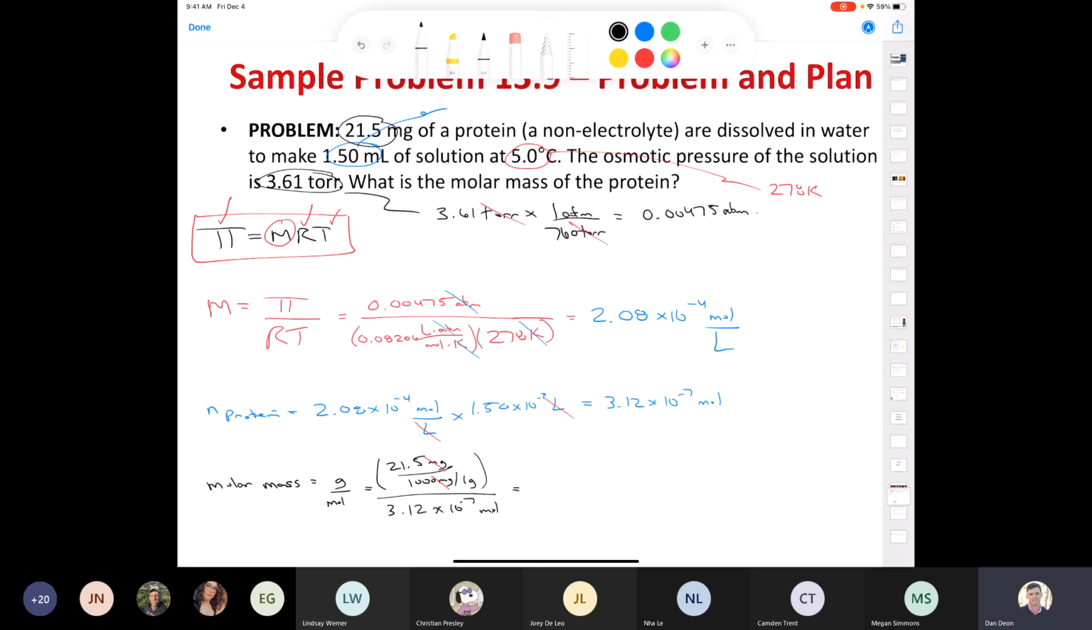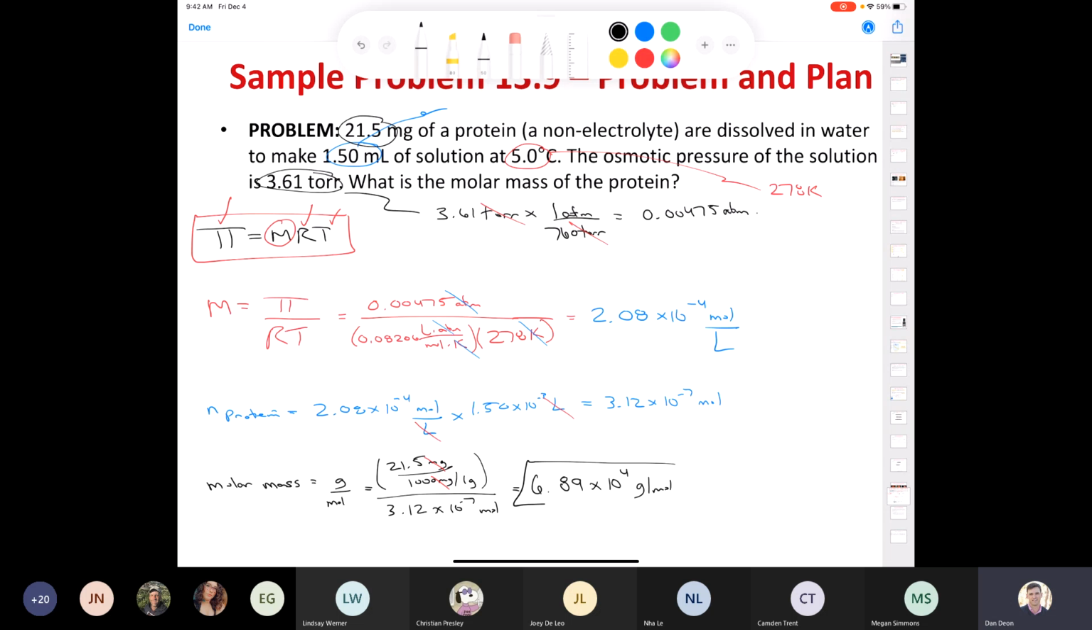Let me grab my calculator. Divide by 3.12 times 10 to the negative 7. I'm just checking my work because I did it earlier, but I did it really quickly. And put it in scientific notation because I'm only going to have 3 sig figs. You end up with 6.89 times 10 to the 4 grams per mole.